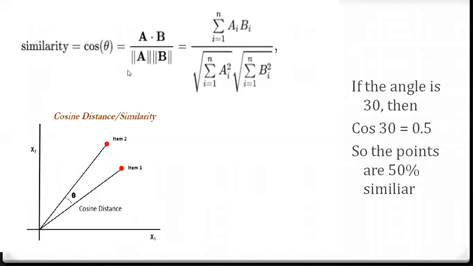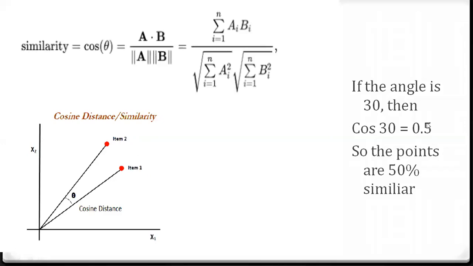Okay, so another formula for this is cos theta equal to a dot b divided by mod of a into mod of b. For example, imagine if the angle is 30 degrees and cos 30 degrees is 0.5, which means the points are 50% similar.